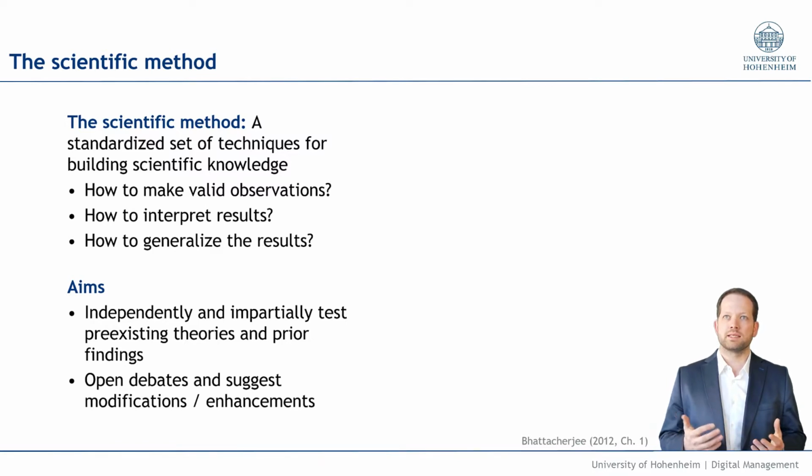So when you apply the scientific method, the aims are to independently and impartially test pre-existing theories and prior findings for advancing the state of knowledge. You want to open up new debates, and you want to suggest modifications and enhancements to existing debates. And when I talk about debates, think about scientific writing and science in general as a conversation among scholars. And there you want to open debates or suggest modifications and enhancements of the debates.